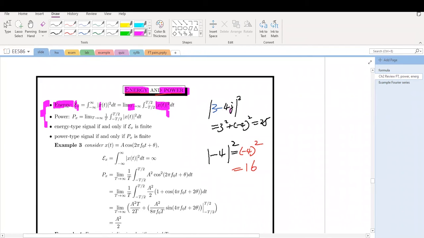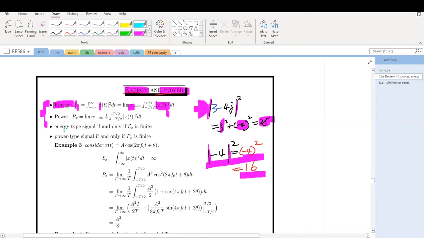For example, 3 minus 4j is a complex number. I just use this example to illustrate how we get the magnitude squared: the real part squared plus the imaginary part squared, in this case 25. If the signal is real, the magnitude squared is really the absolute value squared. So if we take minus 4, the absolute value squared is minus 4 squared. They are the same thing in the real case, right?